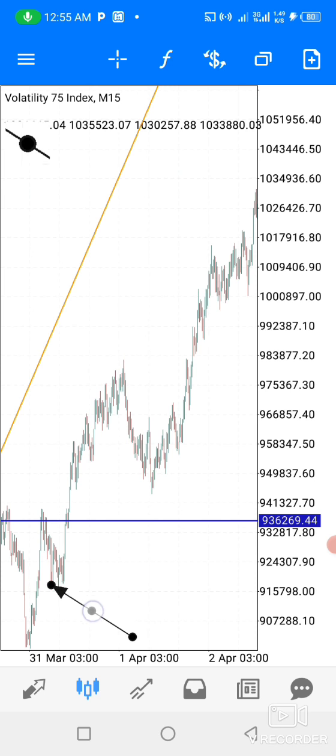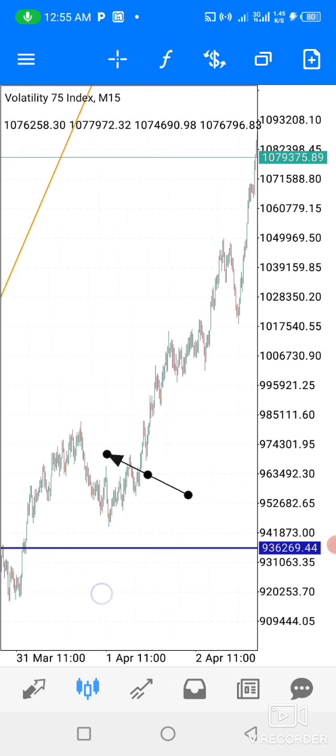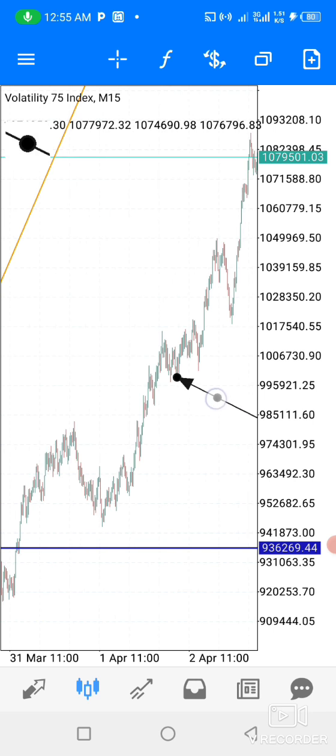You see, this high is higher than this high. This high is higher than this high. It's also making higher low. This low is higher than this low, is higher than this low. Now that shows uptrend. When I say high and low, I mean swing. Swing low, swing low, swing low.